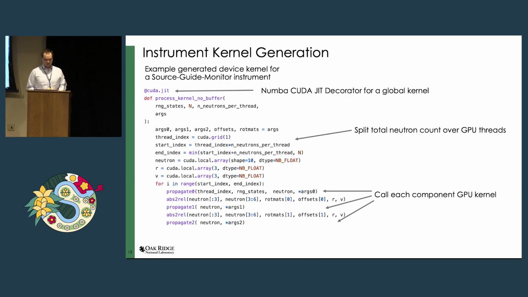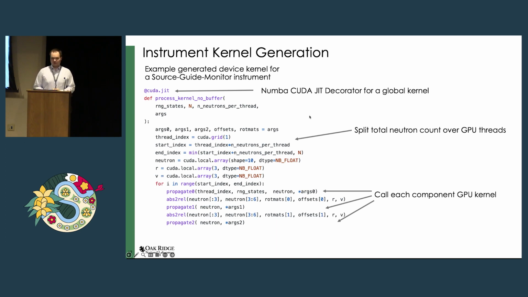This is a zoomed-in version of just the CUDA kernel for the simple instrument with a source, guide, and monitor. As you can see, the top here is decorated with cuda.jit. This is the decorator syntax for defining a global kernel, essentially. We have different arguments taking in the number of neutrons and the number of neutrons per thread. If you're familiar with CUDA, this should look pretty similar. Numba has the thread IDs and block IDs that are used in CUDA.